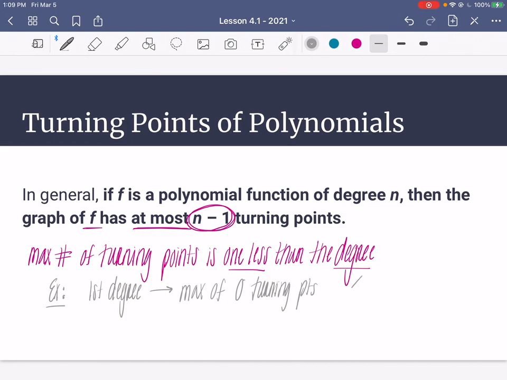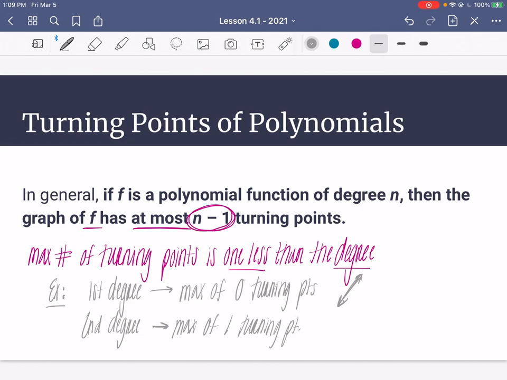Well, if you think about first degree polynomial, we said those are linear. Notice a line doesn't have any turning points. It's not changing direction at all. Versus a second degree polynomial, if we apply this same principle, it could have 1 less than 2, okay? So a max of 1 turning point.